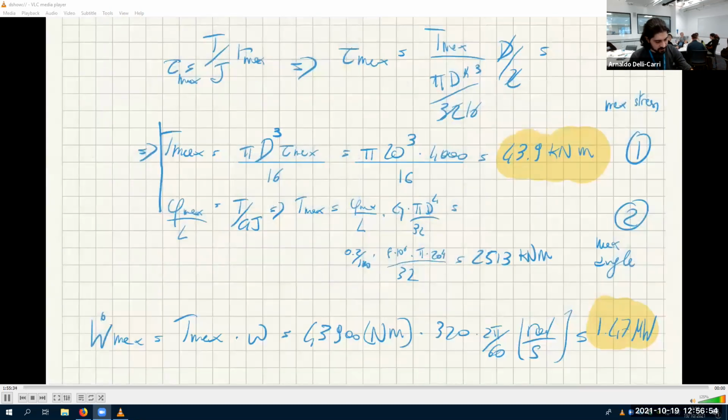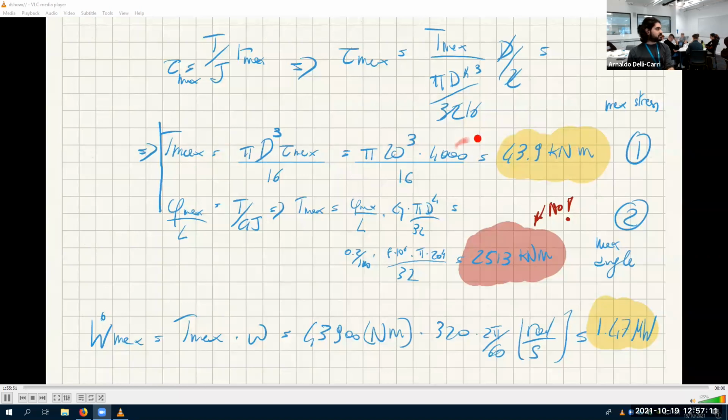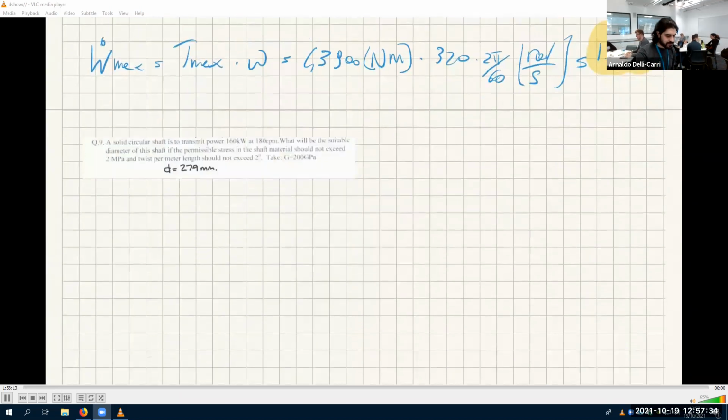Of course, this one is not good enough. This one, no. Why no? Because if we allow for this much, then the shear stress will be too large. Okay, so this is the condition on the shear stress. You get the maximum torque is this. The condition on the twisting angle, the maximum torque is this. And of course, what you want to use is this maximum torque, because this satisfies both, and this one satisfies only the second one.